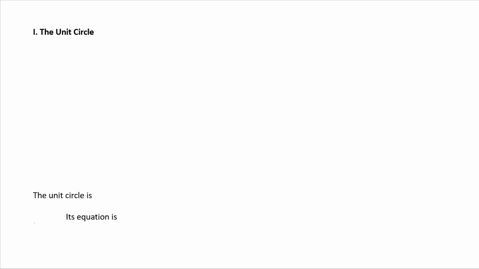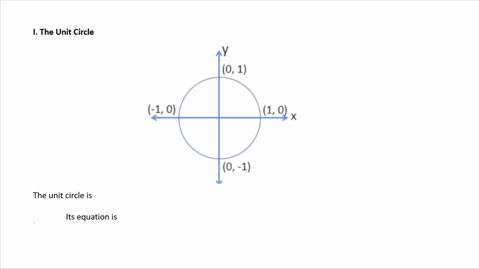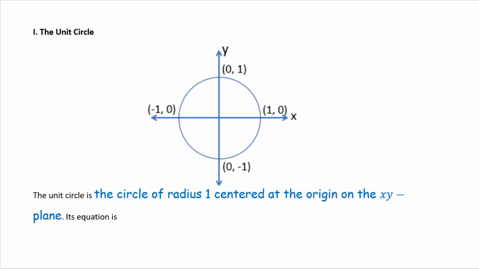1. The unit circle. In this lesson, we will explore some properties of the unit circle. The unit circle is the circle of radius 1 centered at the origin on the xy plane. Its equation is x squared plus y squared equals 1.